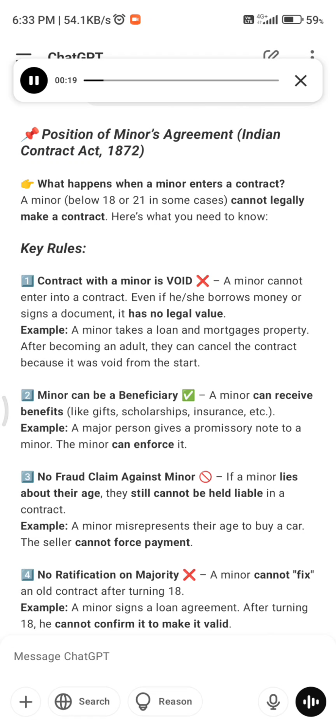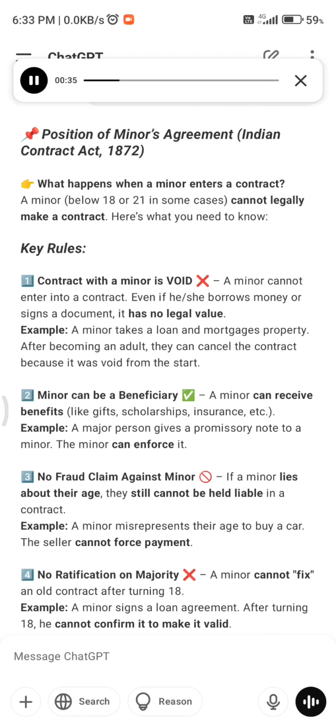A minor cannot enter into a contract. Even if he or she borrows money or signs a document, it has no legal value. Example: a minor takes a loan and mortgages property. After becoming an adult, they can cancel the contract because it was void from the start.